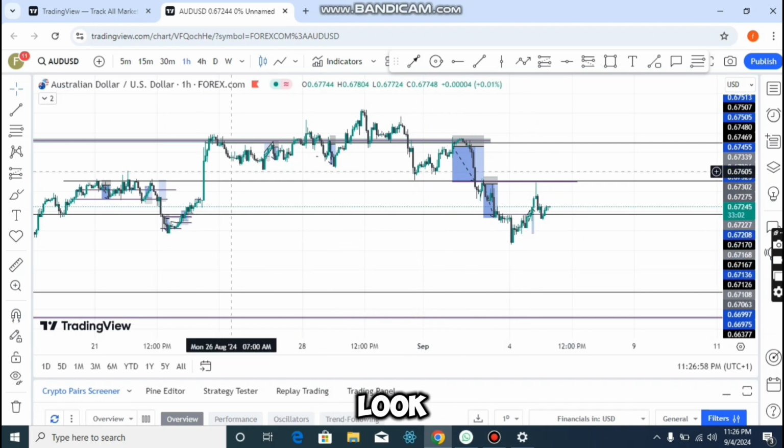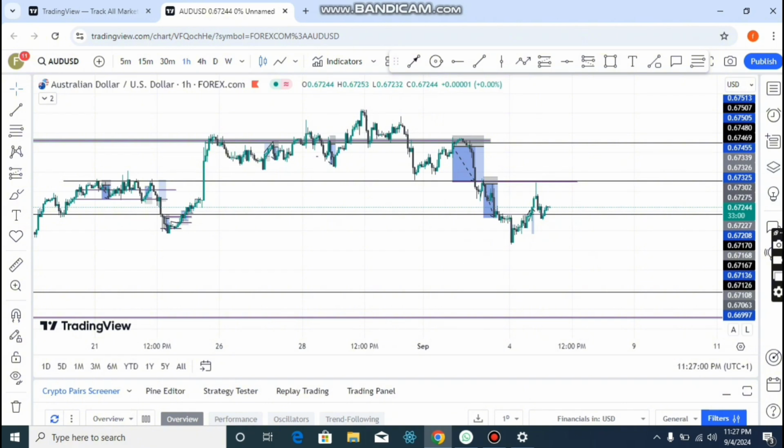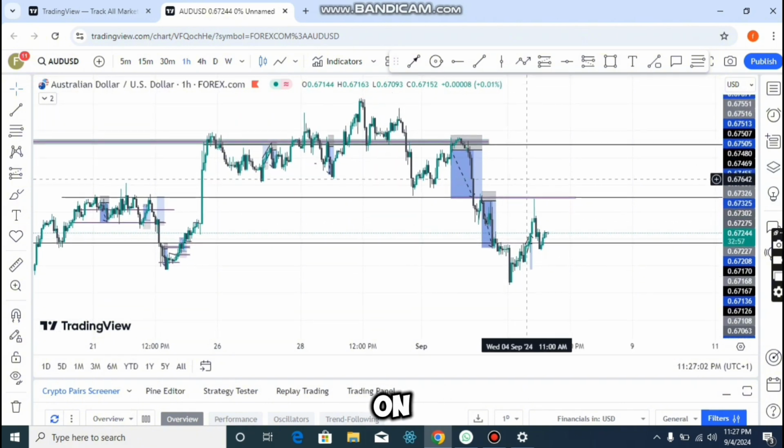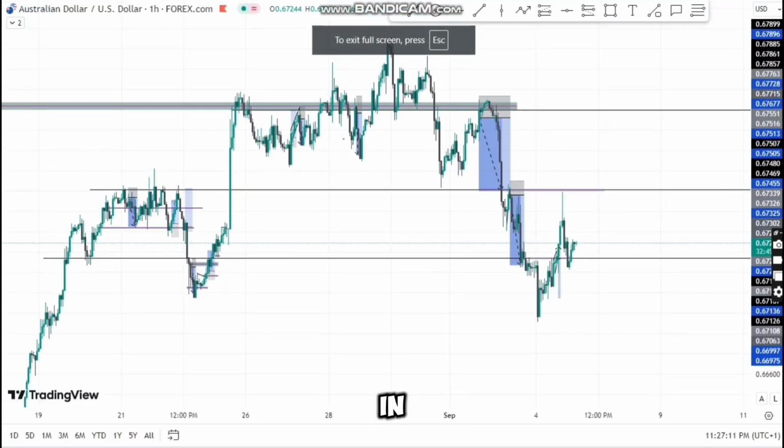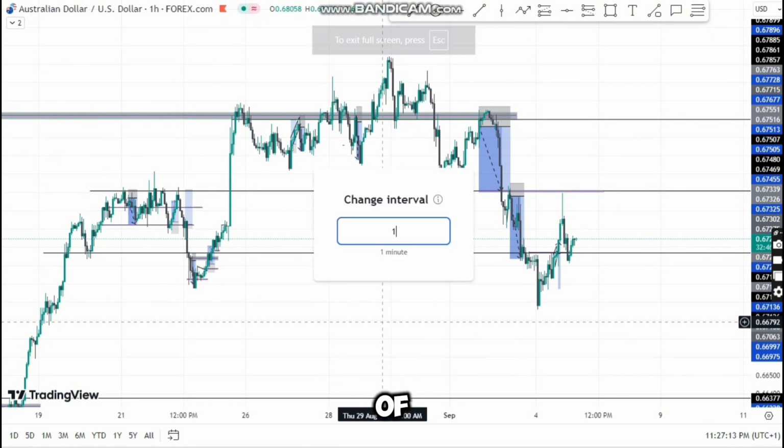So let's quickly look at this chart. This was a trade I called on Monday. I took the trade, and I called it in my group. Okay, let me enlarge this. First of all, let's look at the daily time frame.